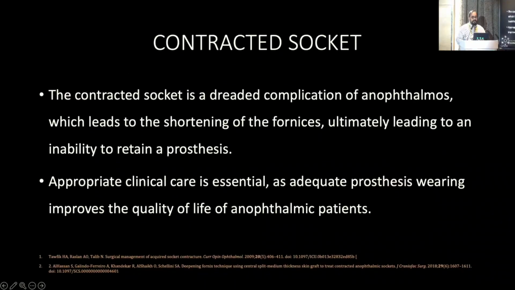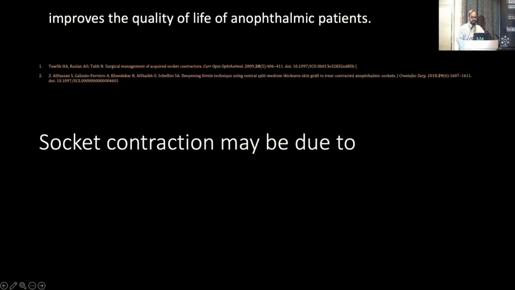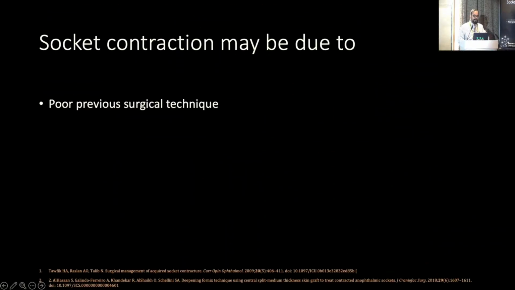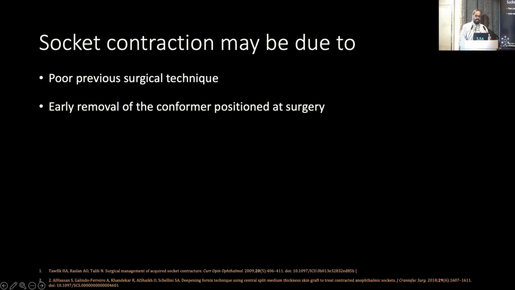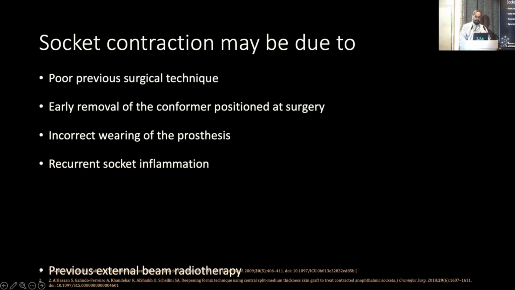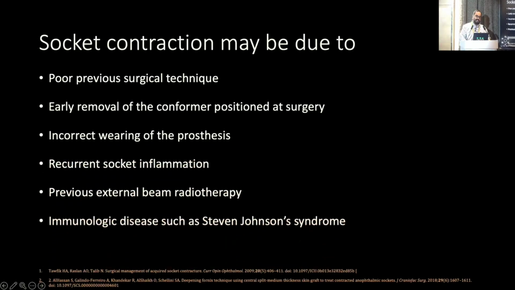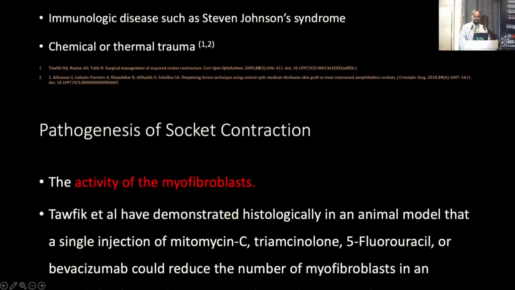So what is a contracted socket? A contracted socket is a dreaded complication of enucleation, which leads to shortening of the fornices, ultimately leading to an inability to retain a prosthesis. Appropriate clinical care is essential, and adequate prosthesis wear gives confidence and quality of life to an anophthalmic patient. Socket contraction may be due to poor previous surgical technique, early removal of the conformer positioned at the time of surgery, incorrect wearing of the prosthesis, recurrent socket inflammation, previous external beam radiotherapy, immunological diseases like SJS, and chemical or thermal trauma, which was in our case.